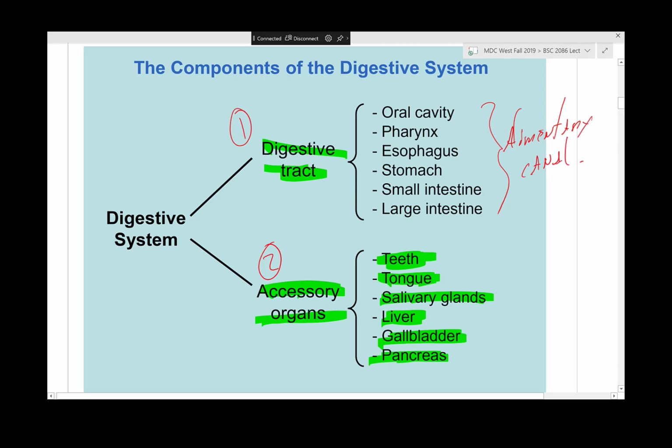Now, on the other hand, number two, these are your accessory organs. Why are they accessory? Because they help you propel the food, mix the food, break down the food. So your body made what? Teeth, tongue, salivary glands, liver, gallbladder, and pancreas. All these allow for chemical breakdown and biological breakdown of these structures.